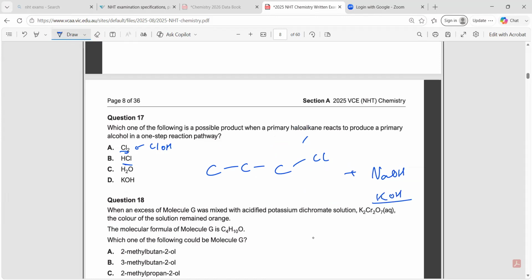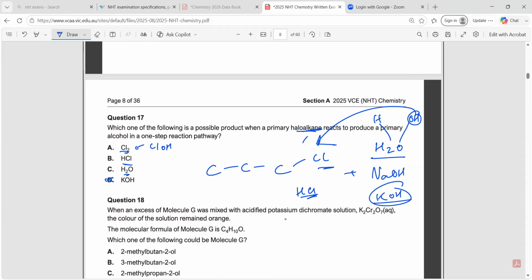Hmm. Which one of the following is a product when reduced to primary alcohol? So yeah, I don't want to put water, right? Because what they're saying here is an H and an OH. And that OH substitutes with the Cl. And then what we end up forming is HCl. But we typically don't react a haloalkane with water. We just don't. So it's not that. Definitely not KOH because that's what the reactant would be. It's not that.